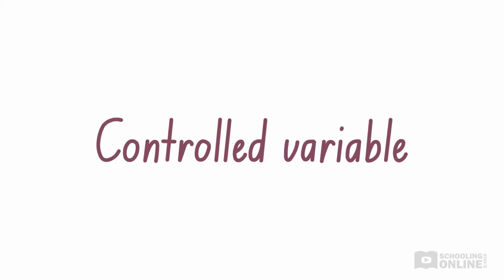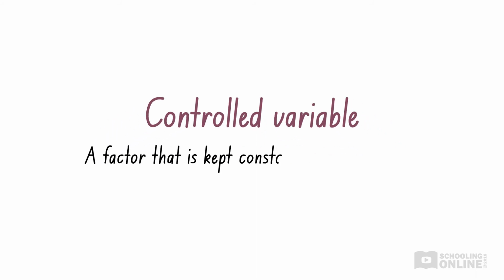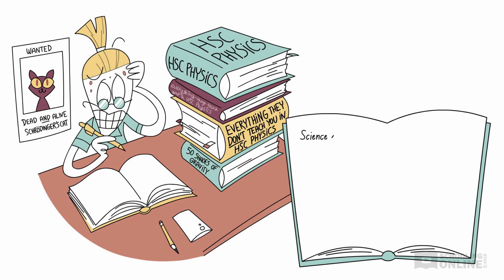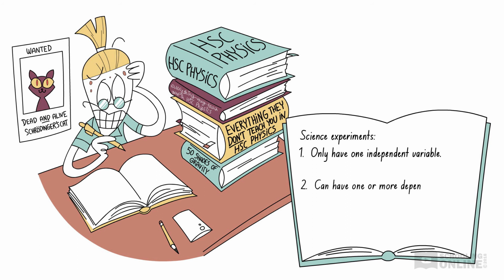Let's move on and discuss controlled variables. A controlled variable is a factor that is kept constant in an experiment. Remember, for an experiment to be valid, we should only change one factor at a time. When we change the independent variable to see its effect on the dependent variable, we should keep all the other factors that could influence the dependent variable constant. If some other factor is allowed to change, even by a little bit, then the results cannot be solely explained by the independent variable, and the validity of the experiment is reduced.